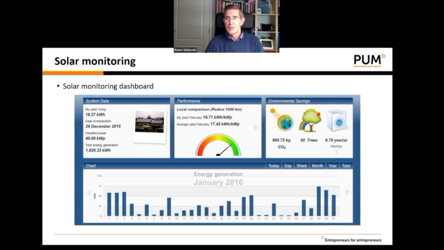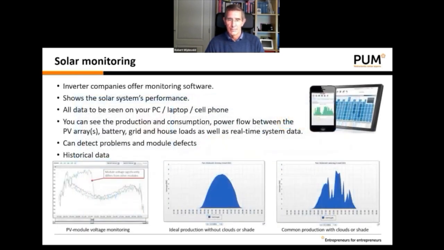On the right top, you see how much CO2 you saved already, how many trees you saved, how many washings you can do. And on the big chart below, you see the energy production from every day of the month. You see the first day till the 31st. And here you can see in a nice graph which day was very sunny and which day was not sunny. And which day produced a lot of energy and on which day I hardly produced any solar energy. That's what we can do with the solar monitoring.